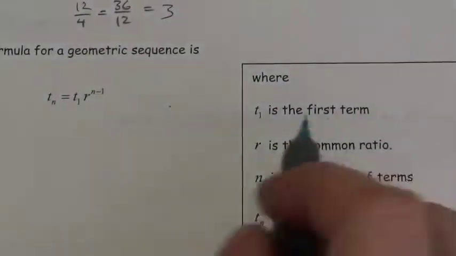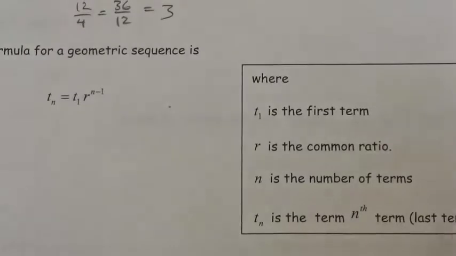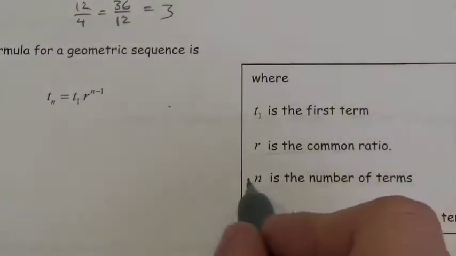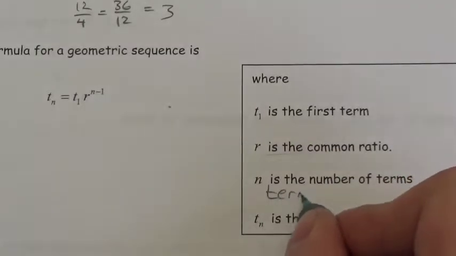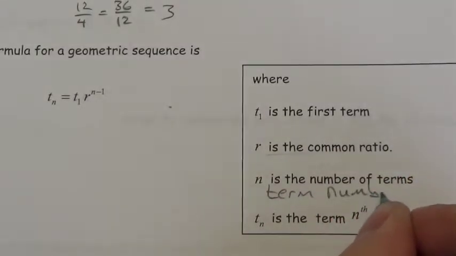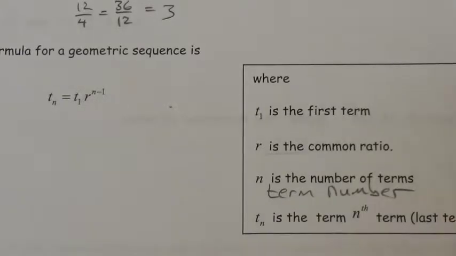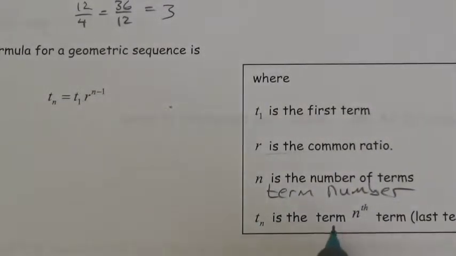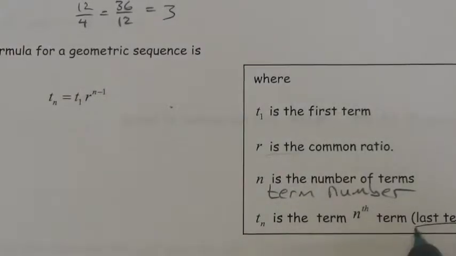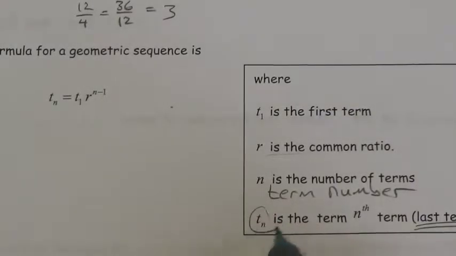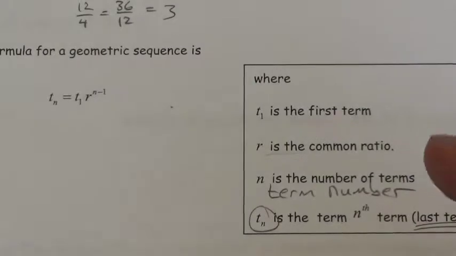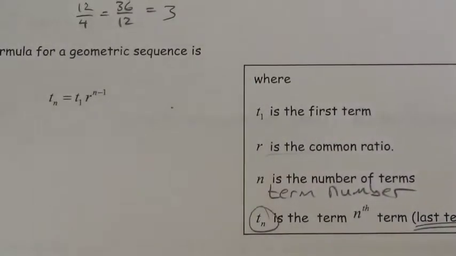The different pieces: T sub 1, remember, is our first term, r is the common ratio, and n is the number of terms, or the term number, if you will. Because you could have an infinite number of terms, but let's say you're only looking for the 10th term or the 100th term. And T sub n is the nth term, or if it's a finite sequence and you're looking for how many there are, that's the last term. But remember, T sub n is all together one symbol, one variable.